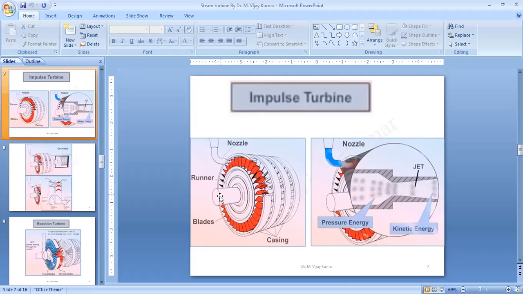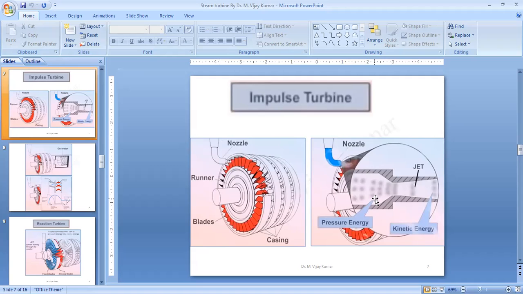This part is the shaft, and this is the nozzle. From this nozzle, the steam comes out. Right, so let me explain how the pressure energy will get converted into kinetic energy. This pressure energy will get converted into kinetic energy in the nozzle itself.